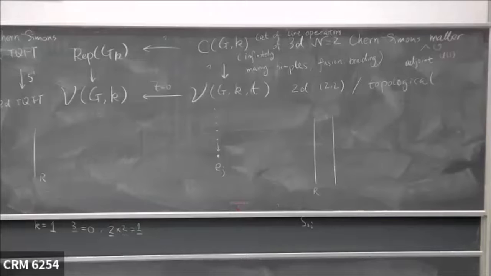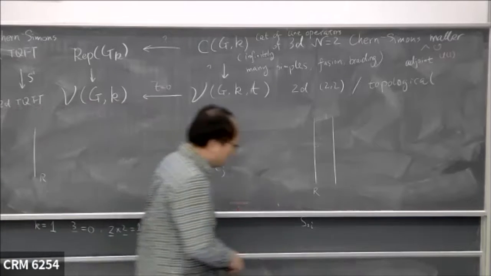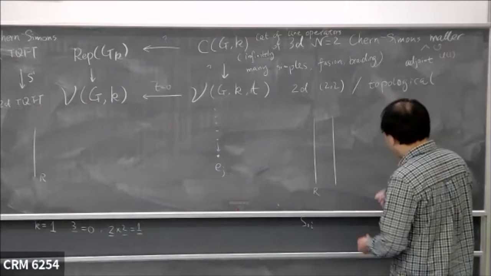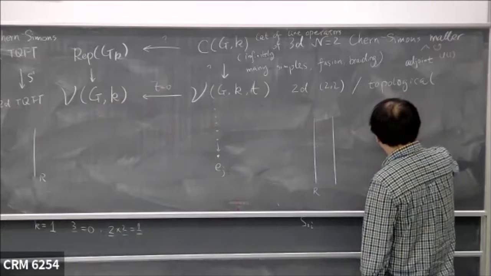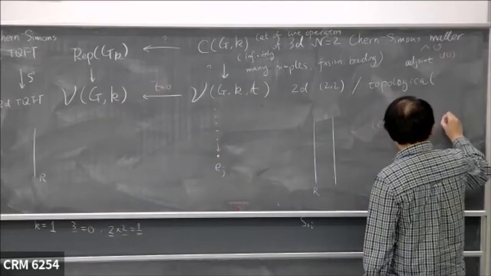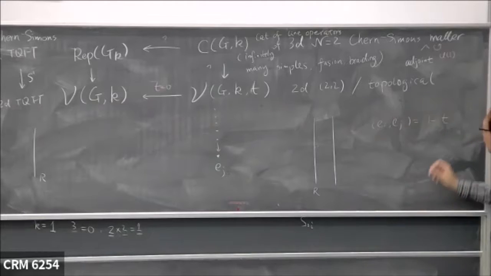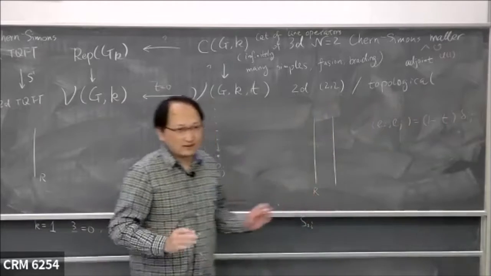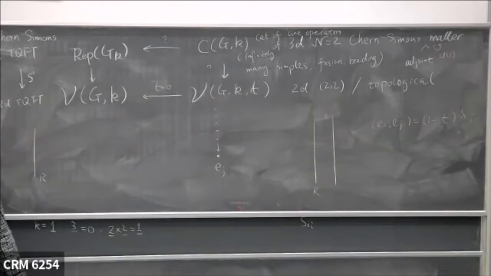Any other question? Could you say what the T deformation is in the U1 example? In the U1 example, it only modifies this into 1 minus T times delta ij. So it's something simple and boring, and the tensor product stays the same. Yeah, that's right. Other questions?